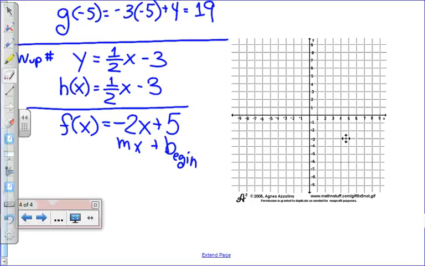Okay, negative 2x plus 5, begin at the 5. What makes it open? In the words, negative 2 and 4. So down 2 to the right 1. Down 2 to the right 1. Down 2 to the right 1. You can see a falling line. Super important. Why is the falling line important?